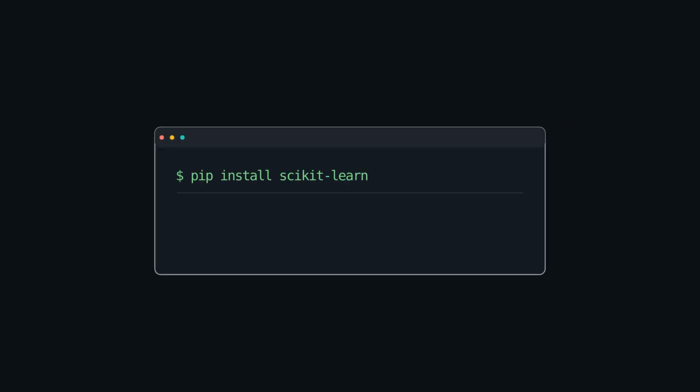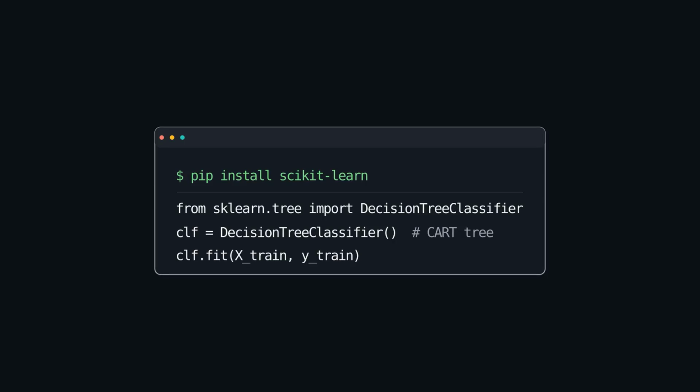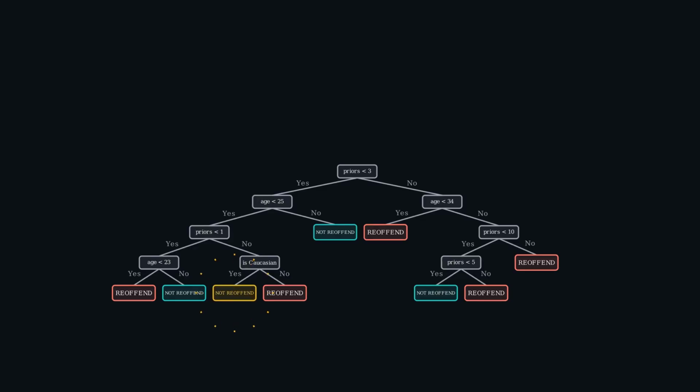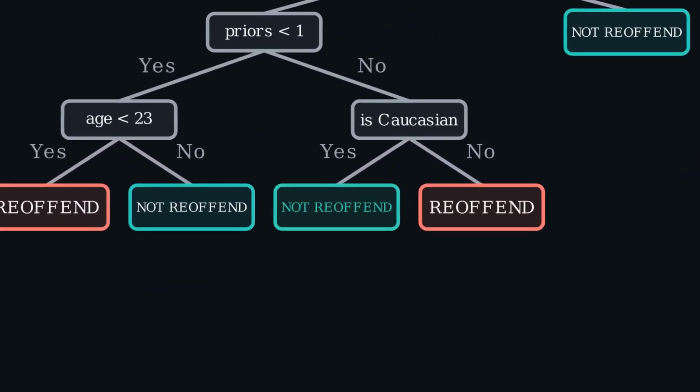So you reach for a decision tree. Specifically, the standard CART tree, which is the default in scikit-learn. You train it on real recidivism data, and overall, it looks pretty good, about 68% accuracy. But zoom into one leaf, and something troubling shows up.